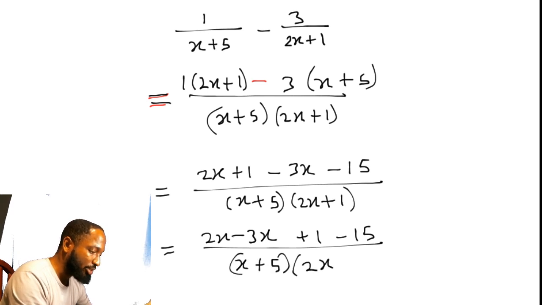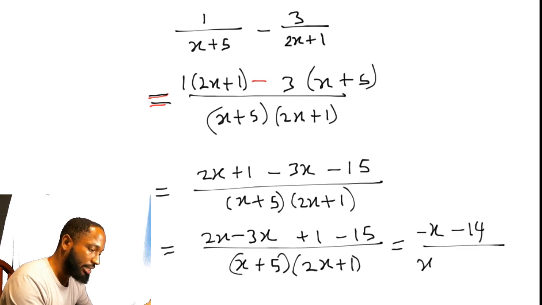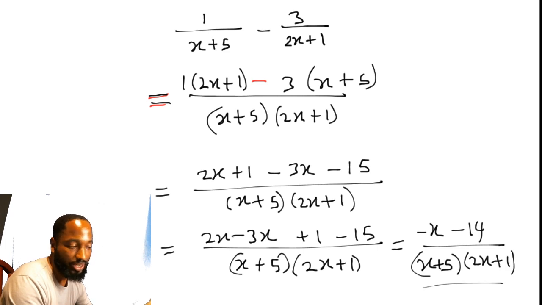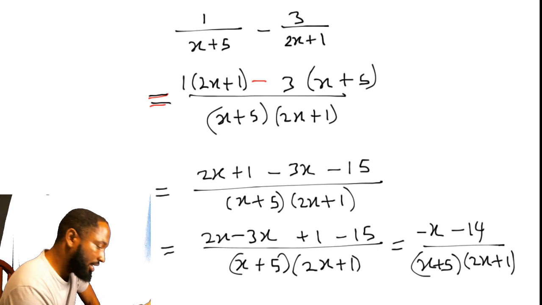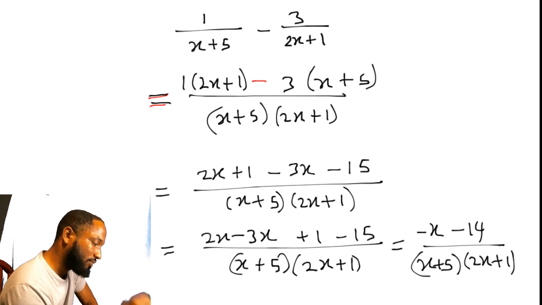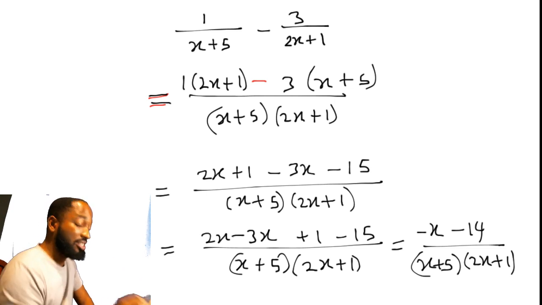This is where doing the homework comes into play. At least you're keeping abreast with everything, so when you're seeing something new. So this is negative x, negative 14 over x plus 5 and 2x plus 1. Keep in mind we can do stuff with the denominator, but we're not right now. Alright, so what happened here? 2 take away 3 is negative 1, and 1 take away negative 15. 1 take away 15 is negative 14.